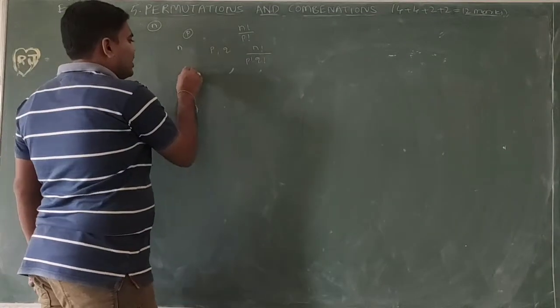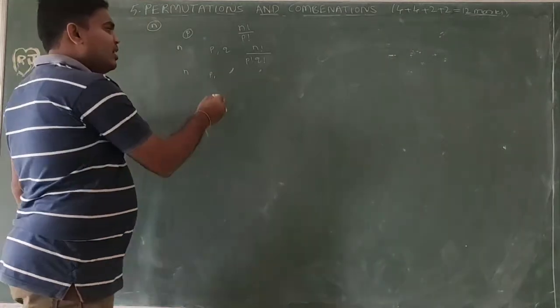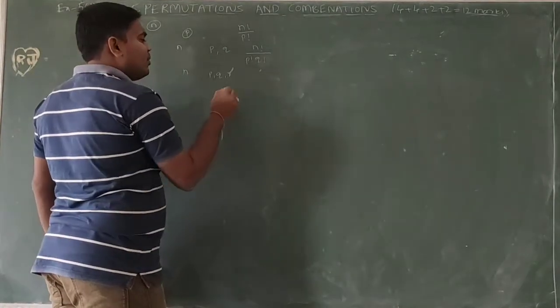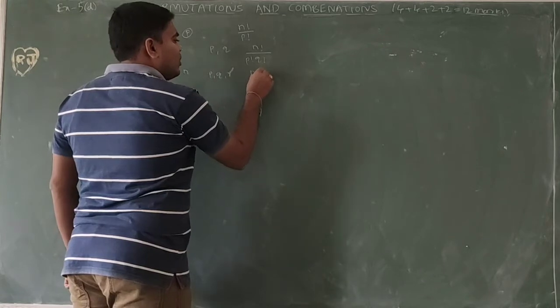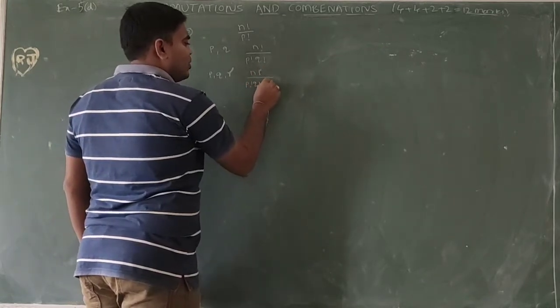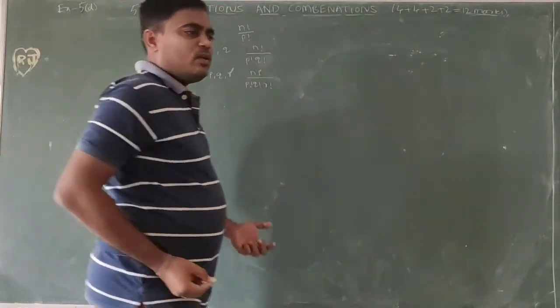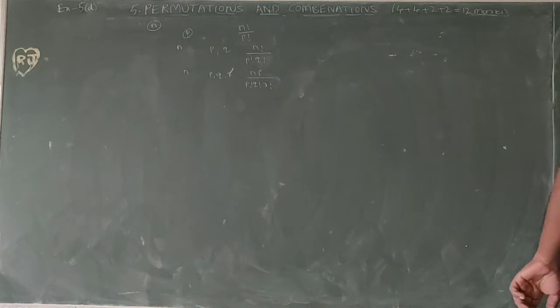Similarly, in n things, one thing repeated p times, another thing repeated q times, another thing repeated r times. Then the total number of arrangements is n factorial by p factorial, q factorial, r factorial. So this is the property. I will write the property first.